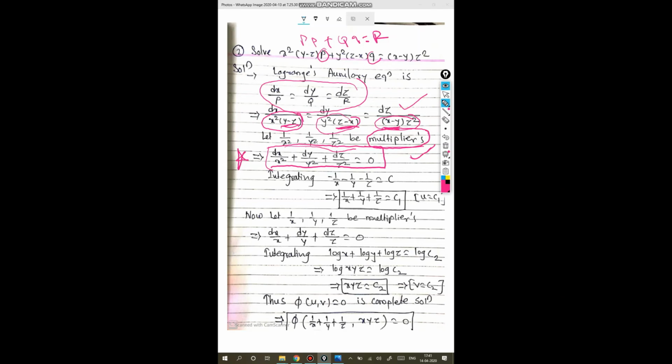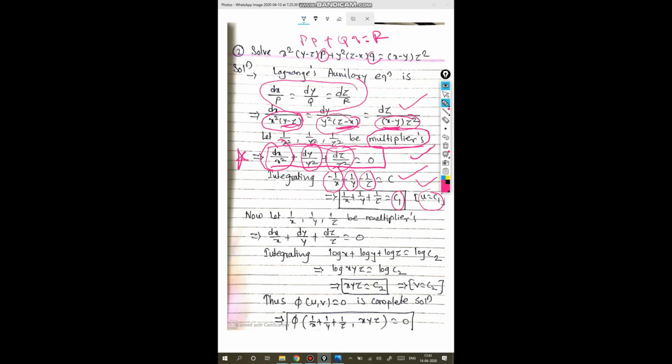So once you get that, integrating now, the integration of dx upon x square is minus 1 by x. This dy upon y square is minus 1 by y. dz upon z square is minus 1 by z is equal to a constant. So that minus sign I will shift to the RHS, and that c is replaced by c1. So this is u equal to c1.